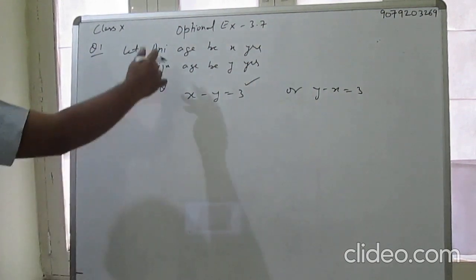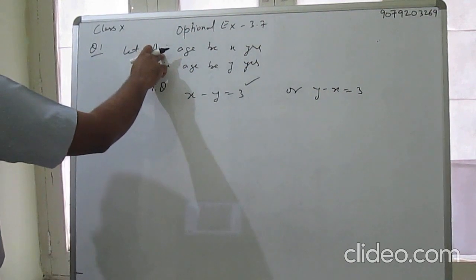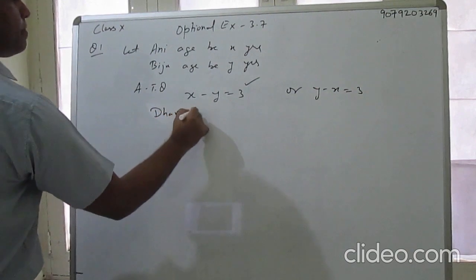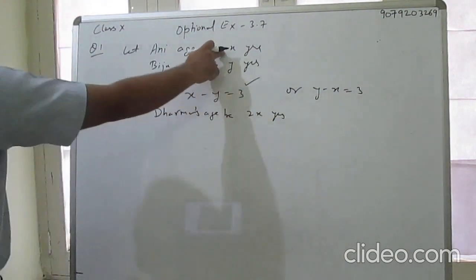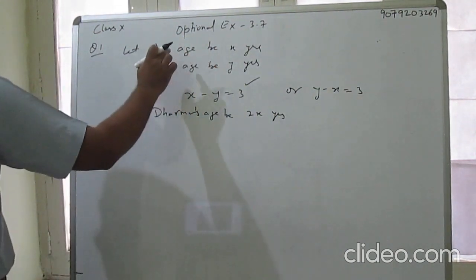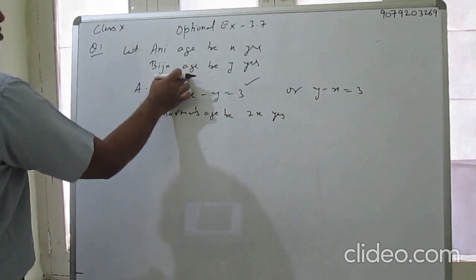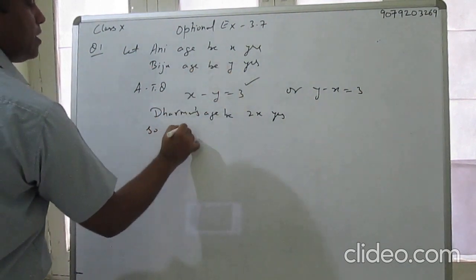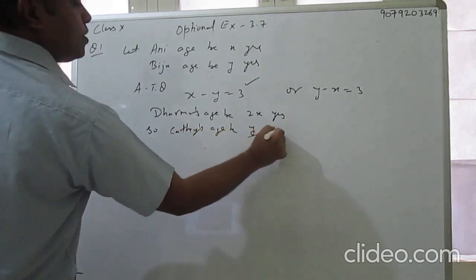Now, Ani's father Dharma is twice as old as Ani. So Dharma's age is twice x years. And Biju is twice as old as his sister Kethi. How much older is Biju than his sister? 2 times. So Kethi's age is y by 2 years.